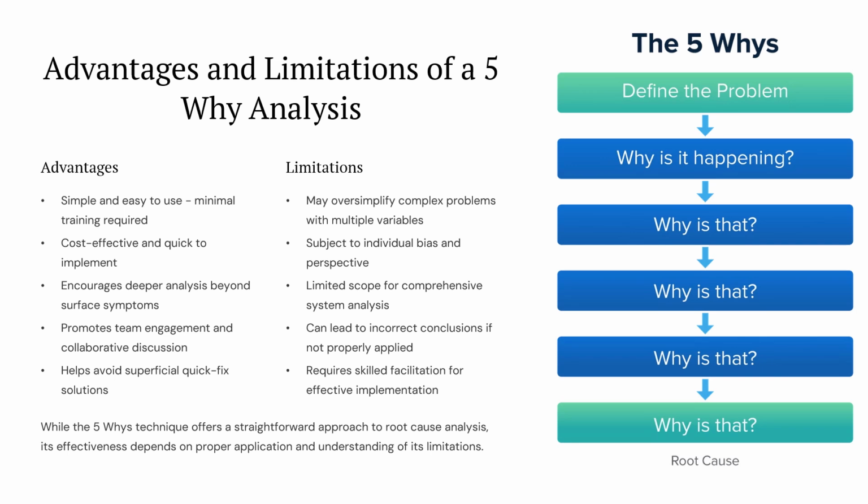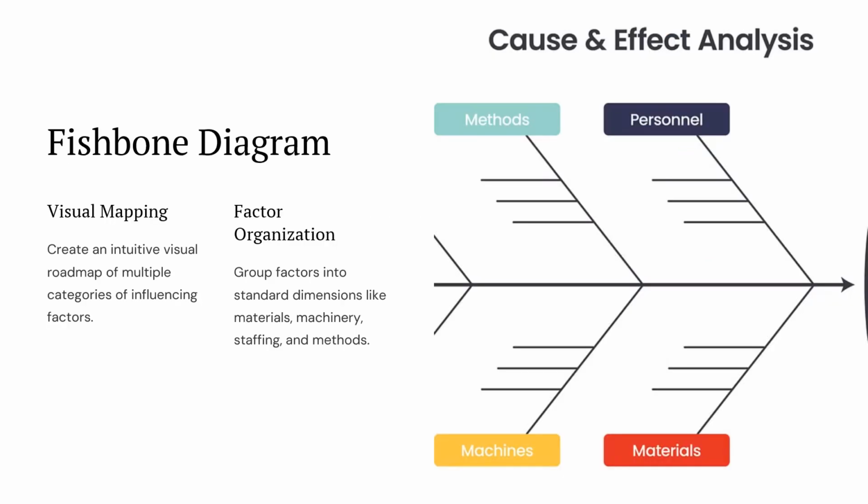However, there are some limitations. They may oversimplify complex problems with multiple variables. They're subject to individual bias and perspective. There's limited scope for comprehensive system analysis. They can lead to incorrect conclusions if not properly applied, and they require skilled facilitation for effective implementation. While the 5 why technique offers a straightforward approach to root cause analysis, its effectiveness depends on proper application and understanding its limitations. Now let's cover the fishbone diagram.